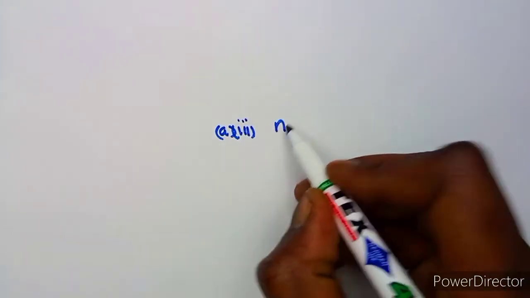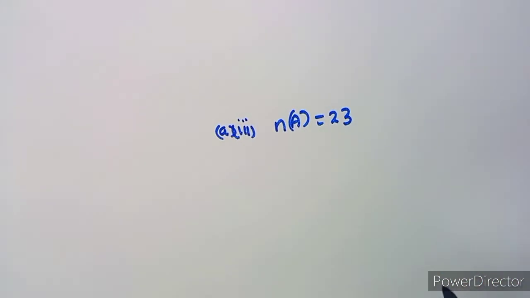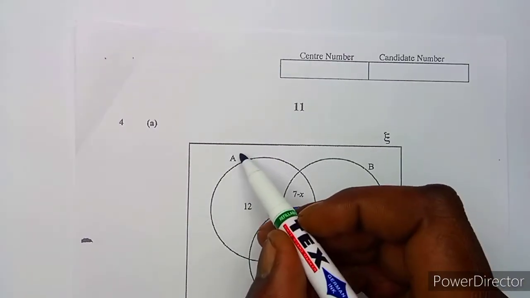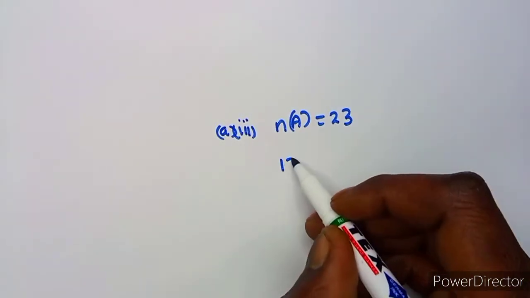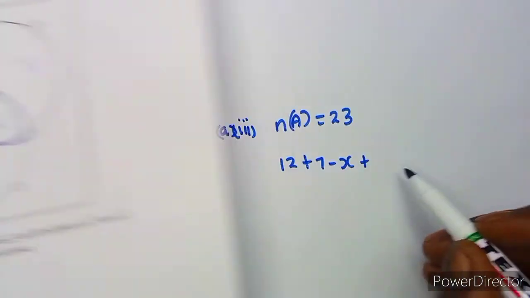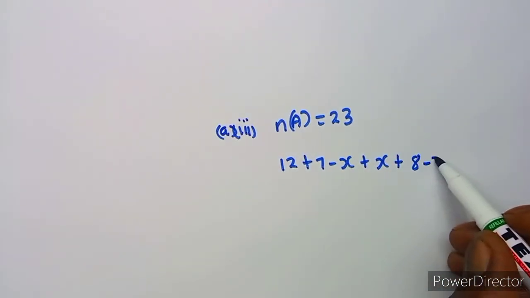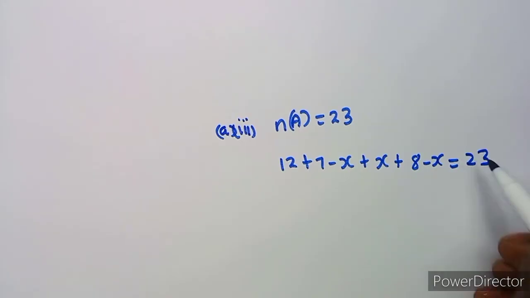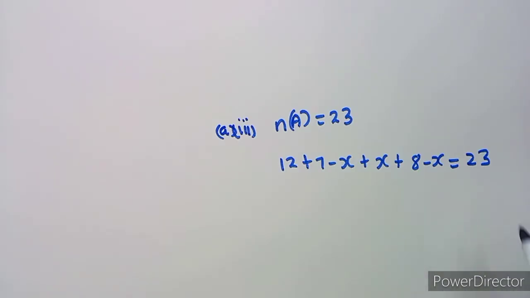So you're given that the number of elements in set A is equivalent to 23. So I'm going to add everything in this set A because it's equal to 23. So I've got 12, 7 minus x, so it's 12 plus 7 minus x plus this x here plus this 8 minus x. Everything I have to add, equate it to 23. So it's like working with the information that you're given, then equating to the number that you're given, which is 23. So you can formulate an equation like that and you can solve for x.